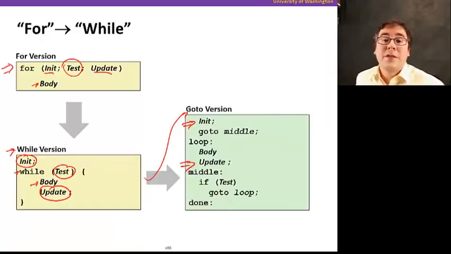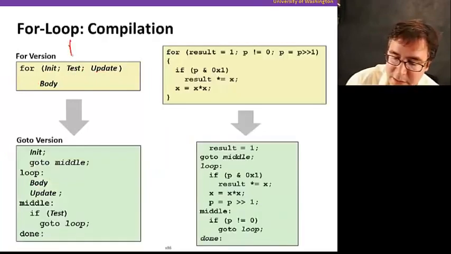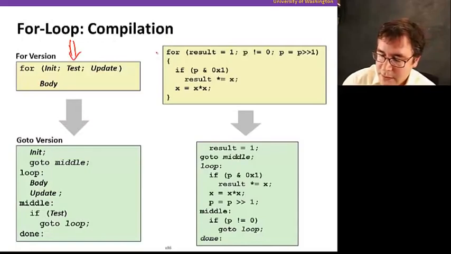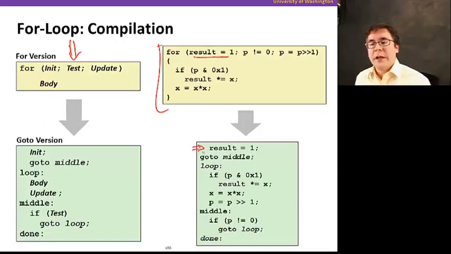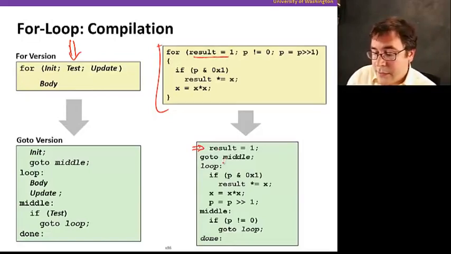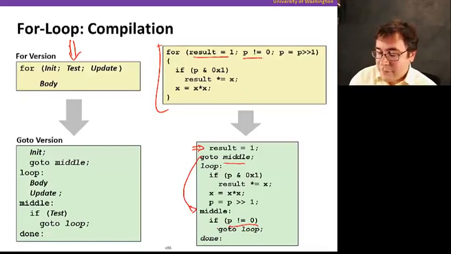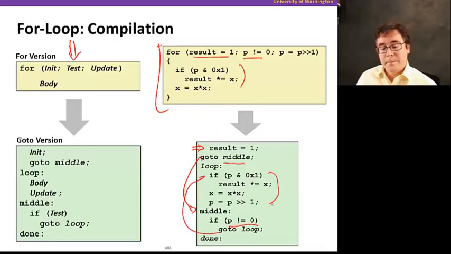So let's see how we apply this to the example that I just showed you in the previous slide. Okay. So here's the general version of the loop and the go-to version. Here's the code of our example. And note that the init now appears in the beginning, even before you evaluate the expression whether the loop keeps going or not. Right? So now we have go-to middle here, the same thing we had in while. That's where we jump to evaluate whether the condition holds. Okay. And then if the condition holds, we jump to the beginning of the loop to execute the body, which is what we have here.